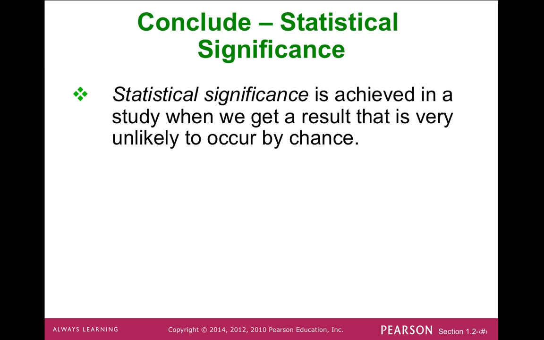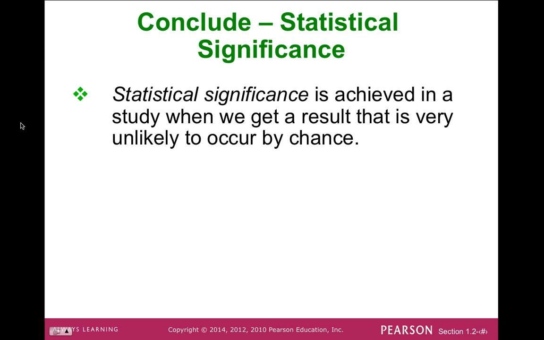Finally, we're going to draw conclusions. And in statistics, what we're really looking for is what's called statistical significance. Statistical significance is achieved in a study when we get a result that is very unlikely to occur by chance.